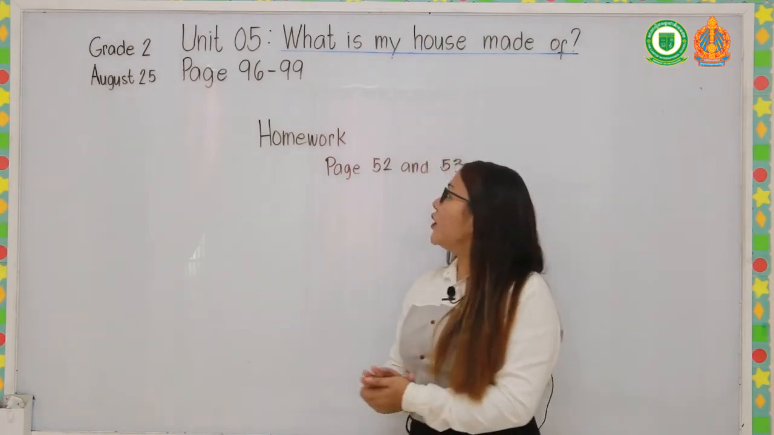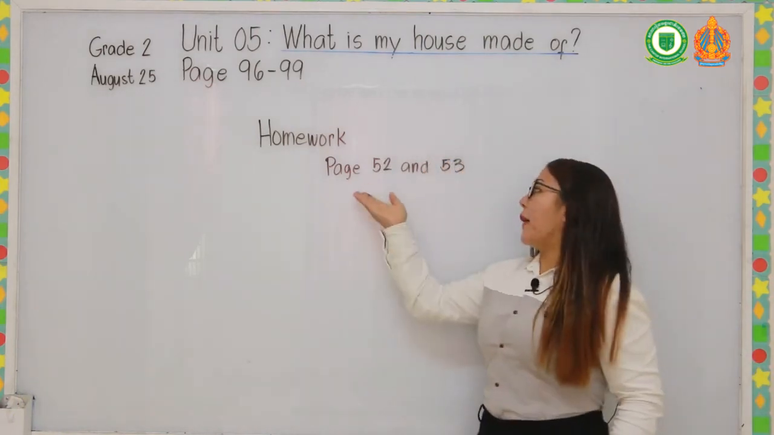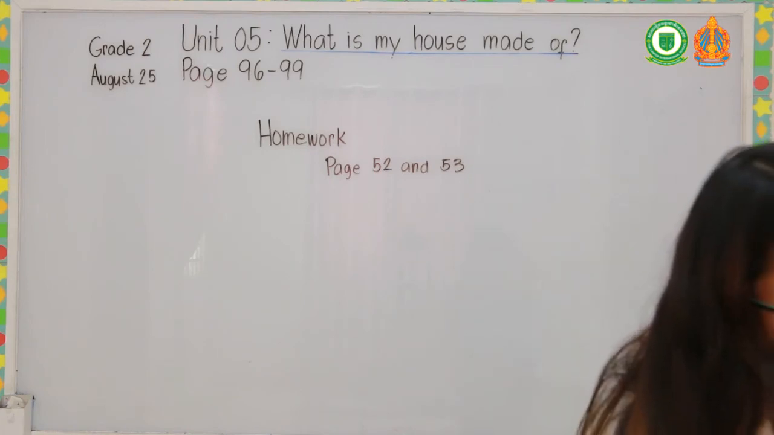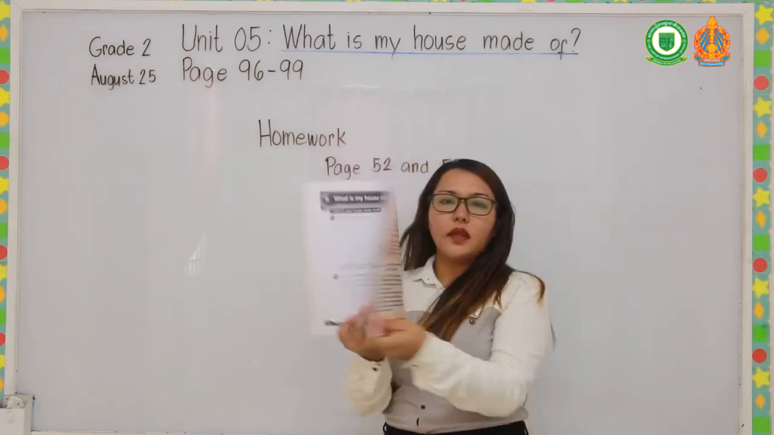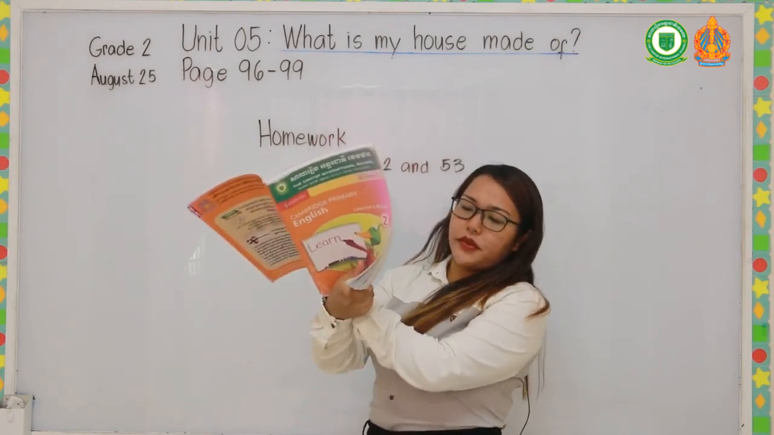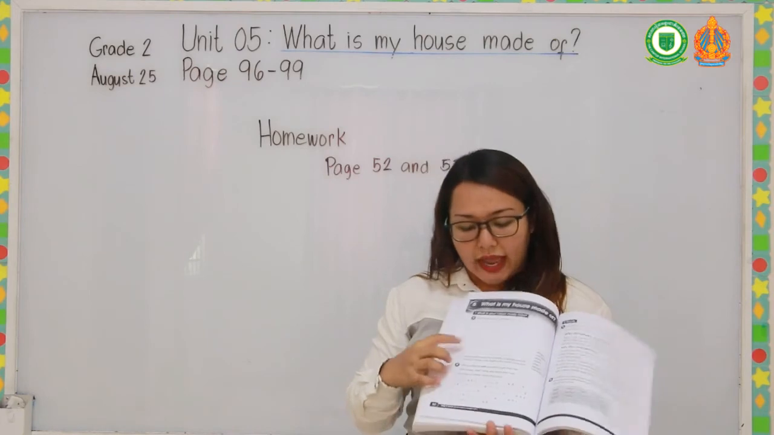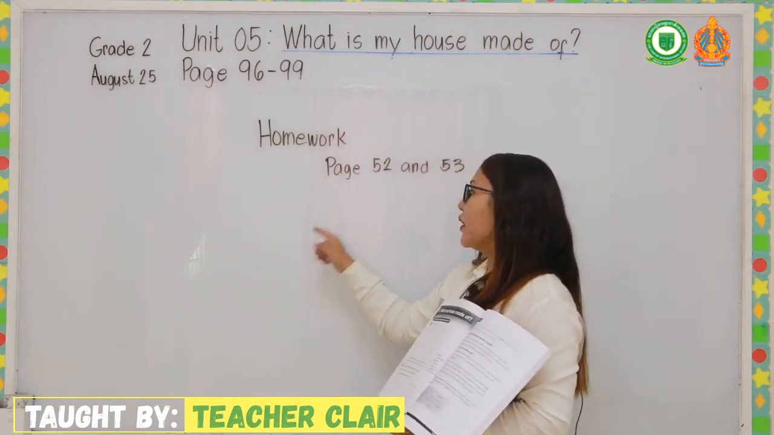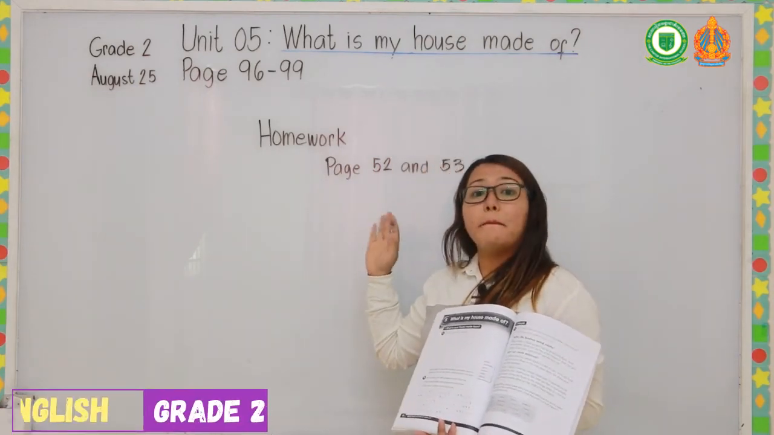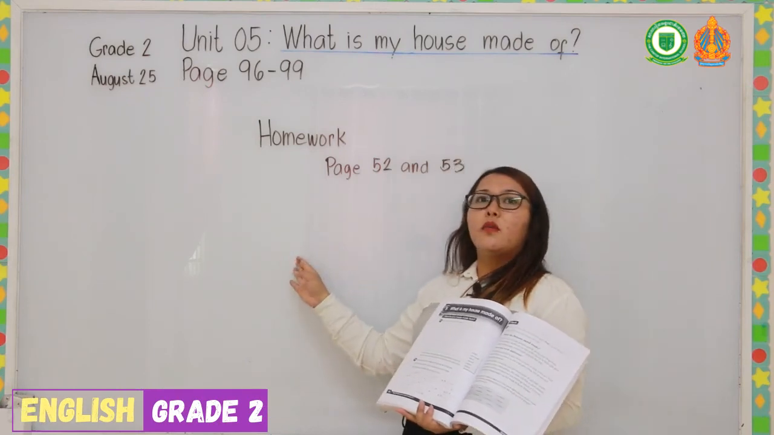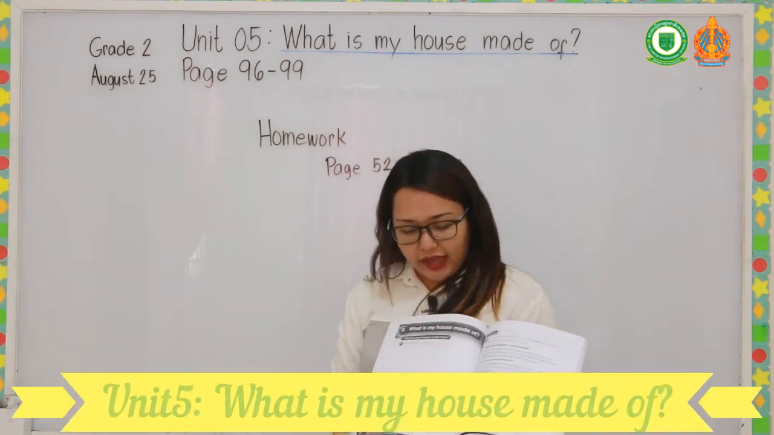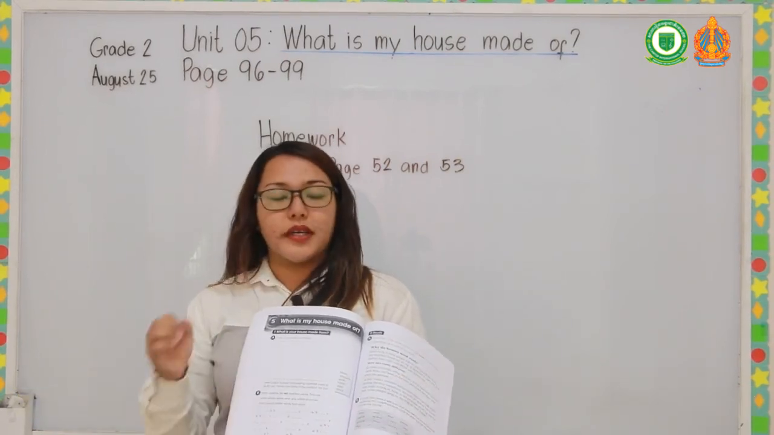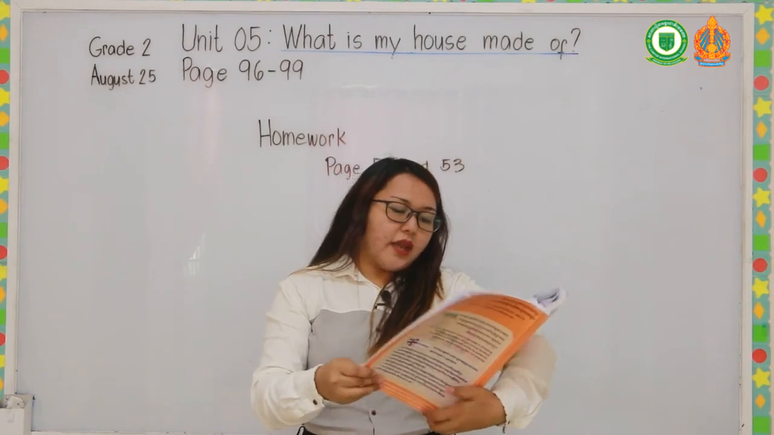Now for your homework, we have to answer pages 52 and 53. So it's at the back part of your book. All right, so on page 52 you have to draw your house and you have to label. So for example, this is your house. You have to label what your roof is made of. How about the walls, the windows, doors, what are they made of? Okay, so you have to draw it. Next, you have to complete the words.